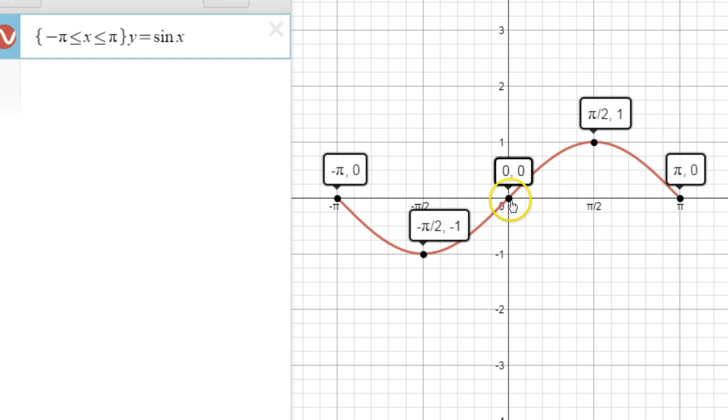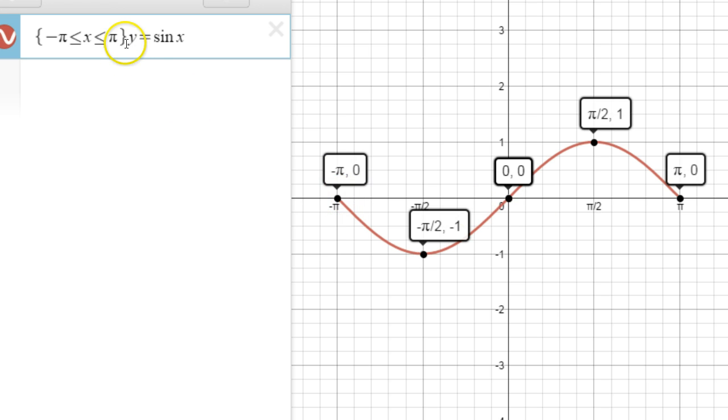Some things to notice. The sine graph starts from 0. It goes up to pi halves, comma 1, down to pi, comma 0, and it repeats over and over again. So this is just one period, or one wavelength, of sine.